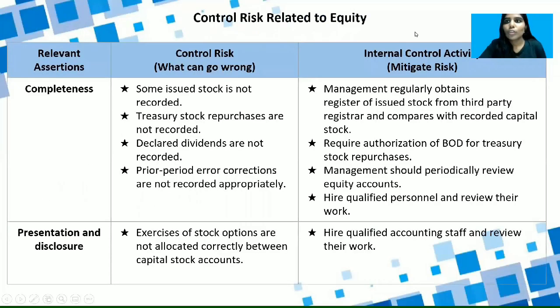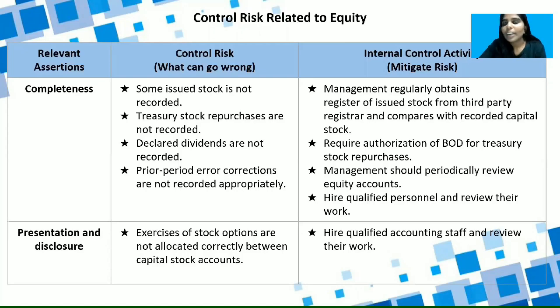So moving forward to control risk related to the equity. So the first control risk is created with the completeness assertion, where some issued stock is not recorded, treasury stock repurchases are not recorded, declared dividends are not recorded, and prior period error corrections are not appropriately recorded. So the internal control activity that can be taken by the company is that management regularly obtains a register of issued stock from a third party registrar and compares it with the recorded capital stock to avoid the control risk.